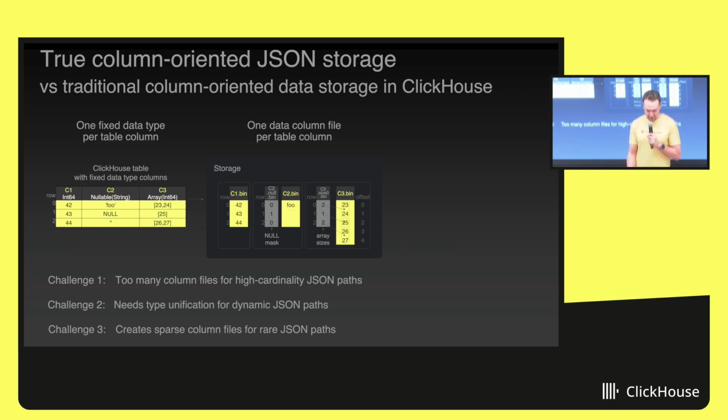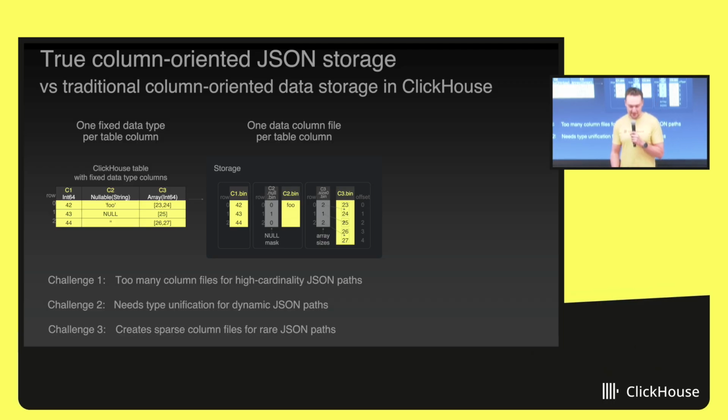But if we do it for JSON, there could be a case when our JSON object will contain a lot of different keys, like an unbounded number of different keys, maybe thousands, maybe even hundreds of thousands of different keys. And somehow we have to overcome this challenge. We cannot just store thousands of different files.